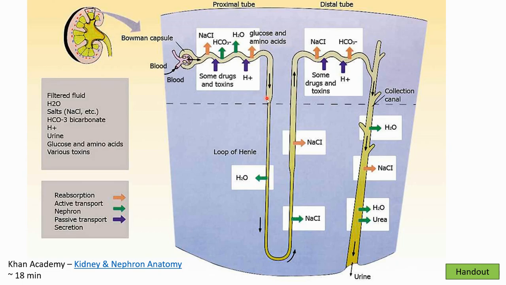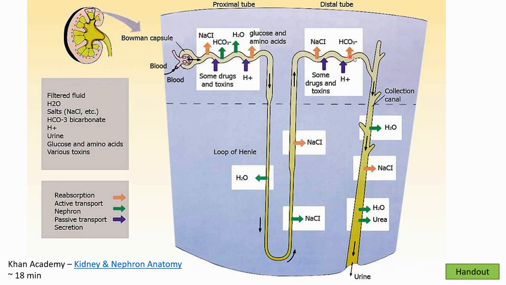Then you're going to go down the descending limb of the loop of Henle and up the ascending limb of the loop of Henle. You can see the black arrow showing you the direction of movement. And then you're going to go into the distal convoluted tubule. Now, in reality, the distal convoluted tubule is going to be way over here next to the glomerulus, but as the fluid travels, right, it's further away.